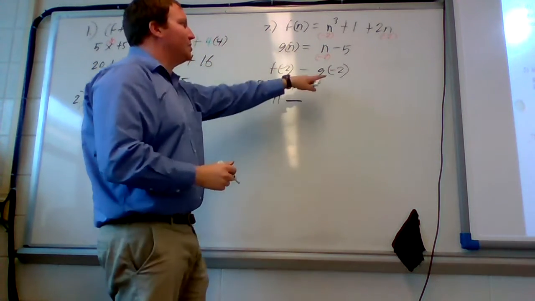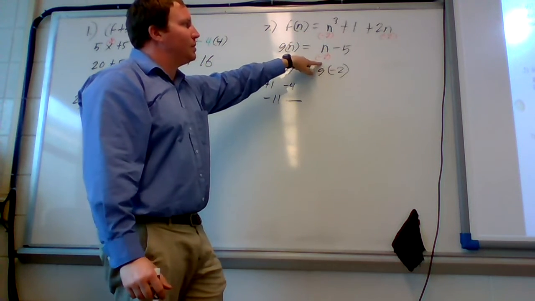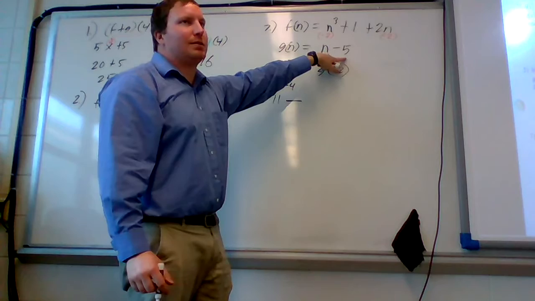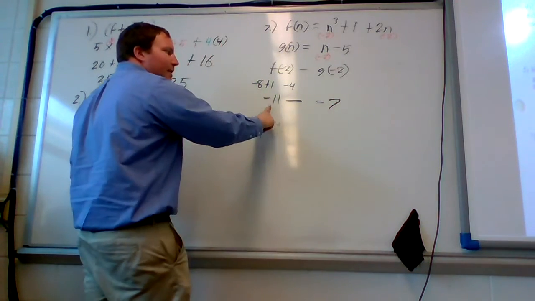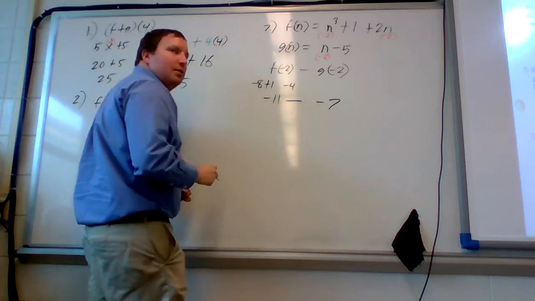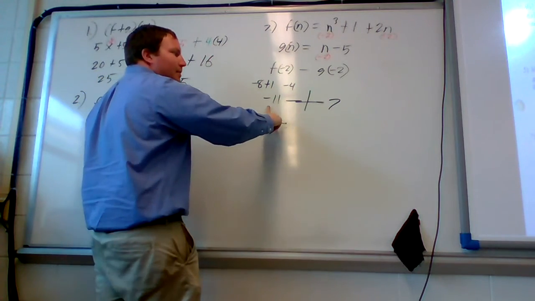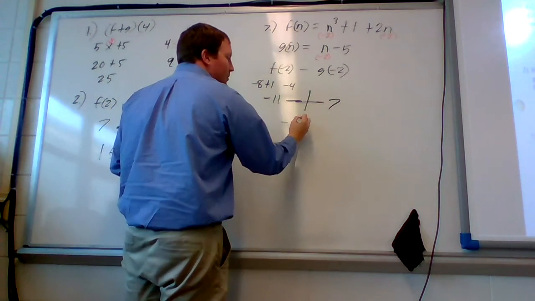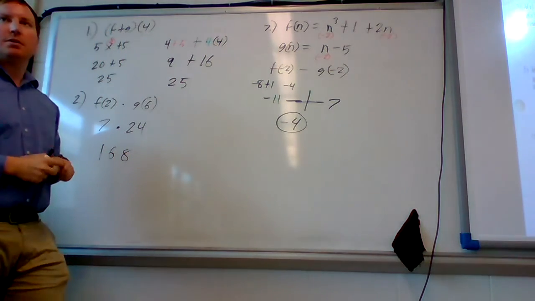minus, what does g of -2 get us? We replace our n with -2. So -2 minus 5 gets us -7. So we have a -11 minus a -7. If we have a negative, it becomes a plus. So -11 plus 7. We get the answer of -4. Okay.